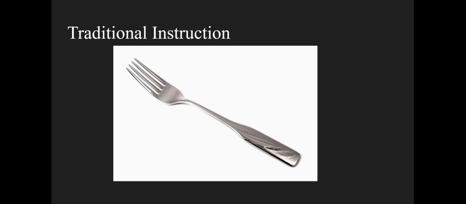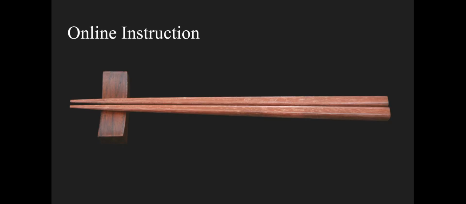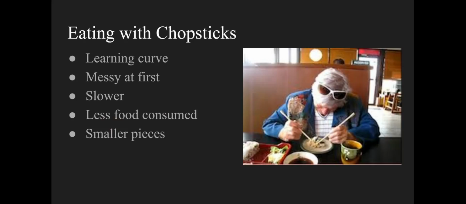I've been working on this metaphor to explain the difference between traditional and online instruction, and I think about it as the difference between eating with a fork, which is very traditional, and eating with chopsticks, which is how I look at online instruction. When you eat with chopsticks, there is a learning curve. If you did not grow up around them, you have to learn how to use them, and it's going to be messy at first. You eat more slowly and you consume less food.